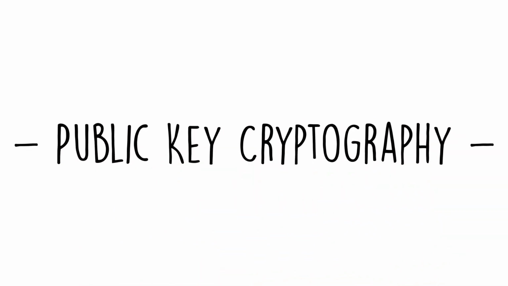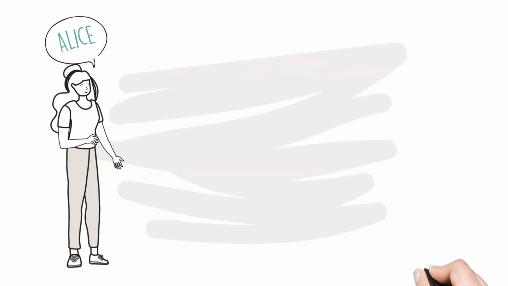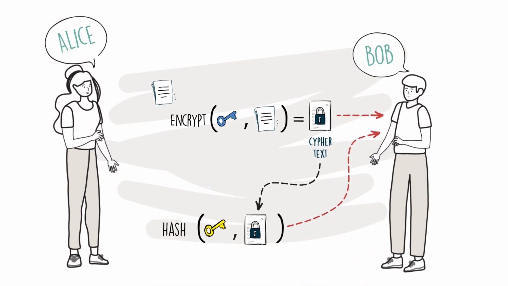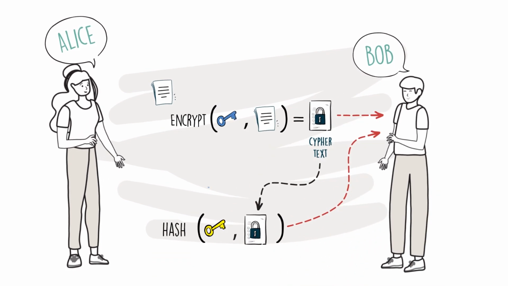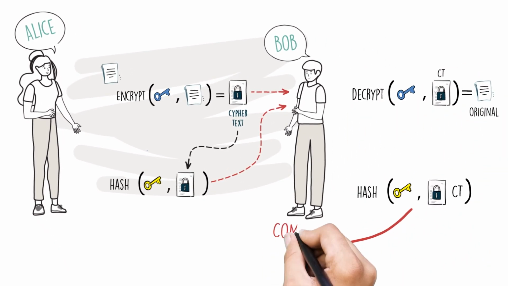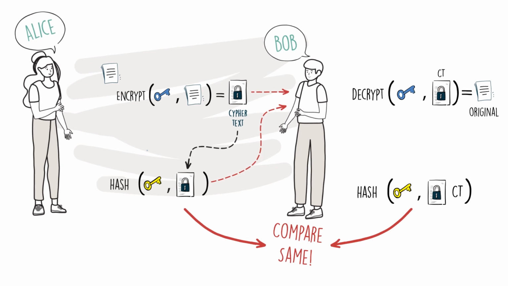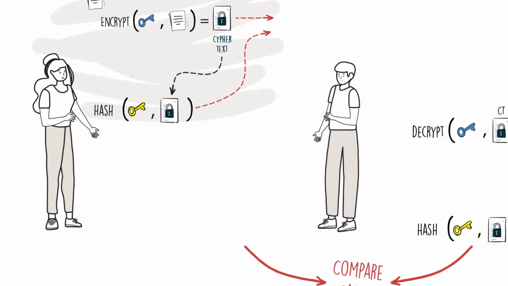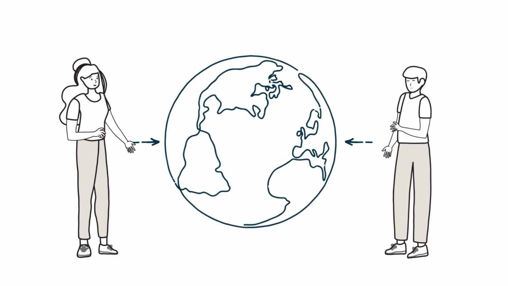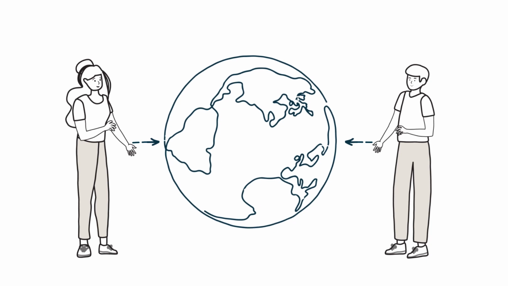Public Key Cryptography. In the last video, we discussed how Alice and Bob can establish a communication protocol that preserves confidentiality and integrity. This requires having shared secret keys and the use of a combination of symmetric encryption and hashing algorithms. But how can they establish a shared secret key to begin with if they have never met in person?